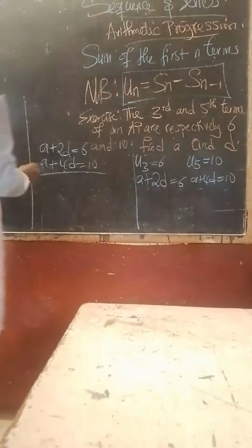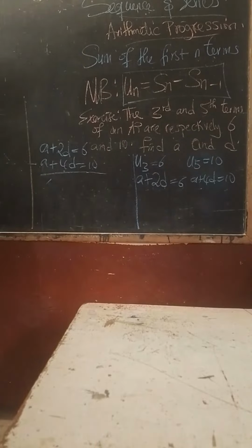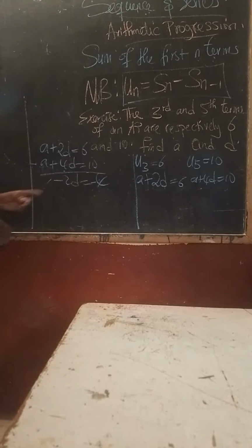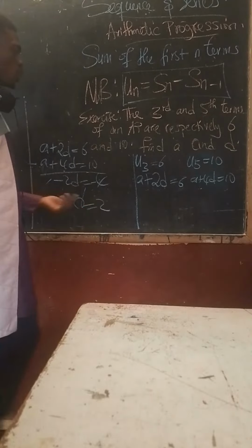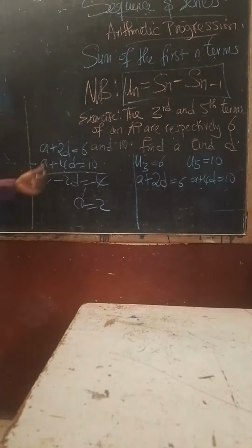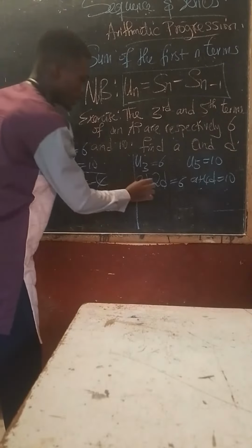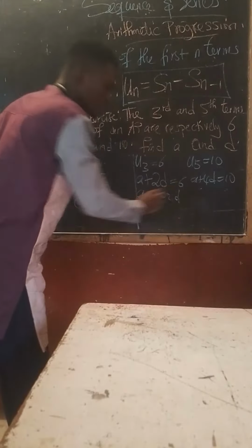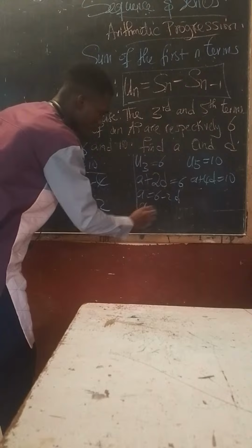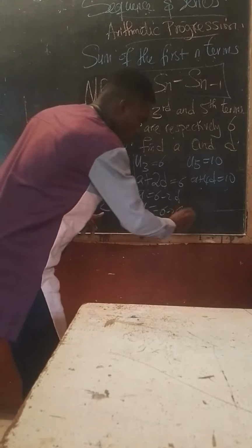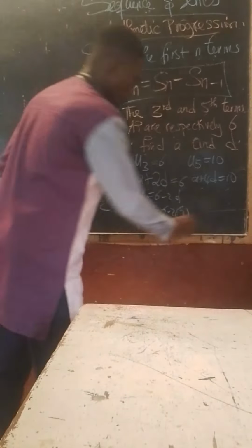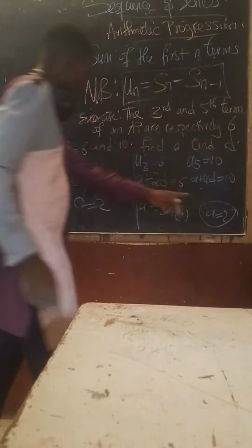Look at me, just subtract. What is a minus a? 0, right? What's 2d minus 4d? Negative 2d. 6 minus 10, negative 4. So d is what? 2. Now come back to equation 1. You have a plus 2d is 6. So a is 6 minus 2d, right? So a is 6 minus 2 times 2, so it's 6 minus 4, which is 2. So your first term is 2 and the common difference is 2.